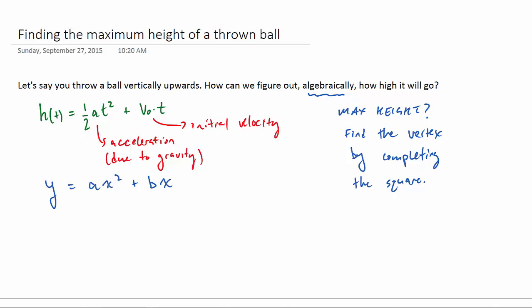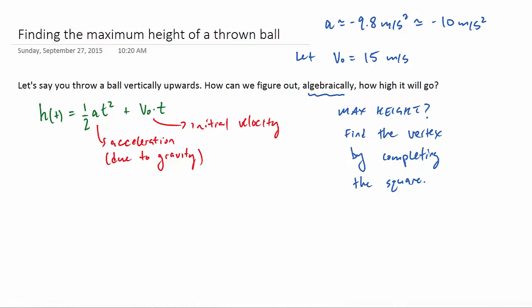Now, we know on Earth that acceleration due to gravity is around negative 9.8 meters per second squared. In math class, we sometimes round that to negative 10 just to make it a little easier to work with. And let's just make our initial speed 15 meters per second. That's how quickly we're throwing the ball out of our hand. So we'll plug our numbers into our function.